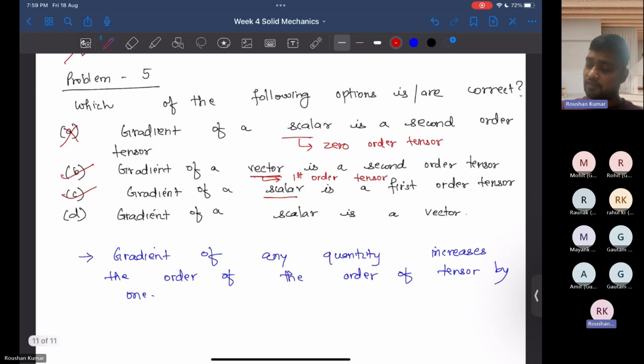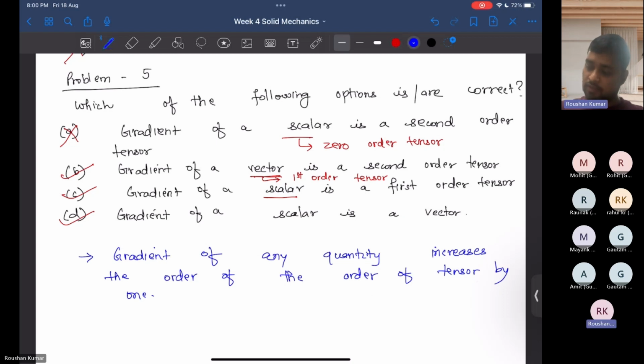The last option is: gradient of a scalar is a vector. So what is a scalar quantity? A scalar is basically a zero order tensor. And what is a vector quantity? It is basically a first order tensor. If we take the gradient of a zero order tensor, it becomes a first order tensor, and a first order tensor is basically a vector. So yeah, this is also a correct option. So this is question number 5.